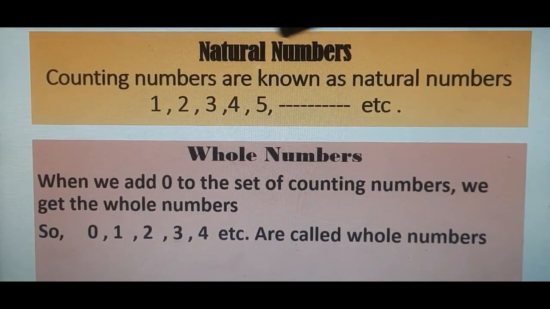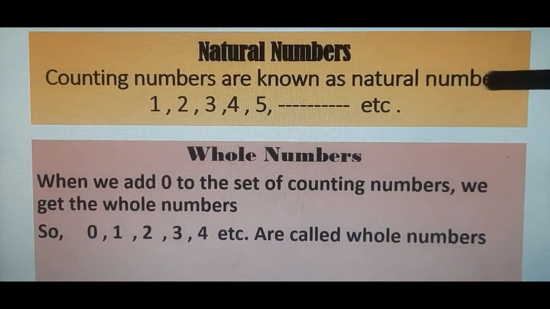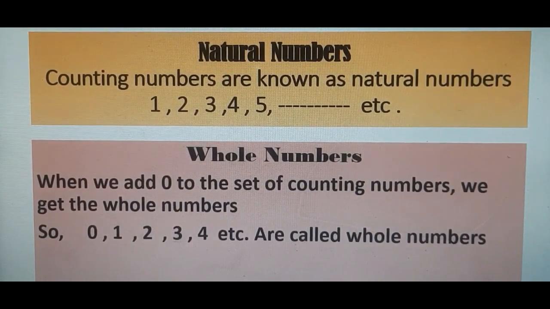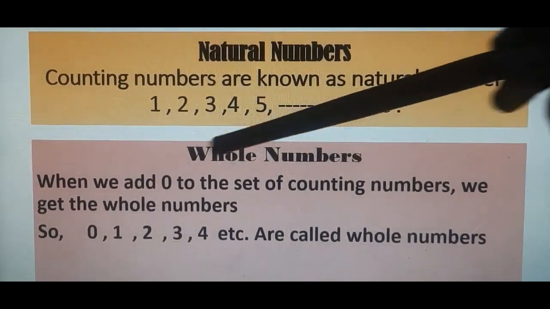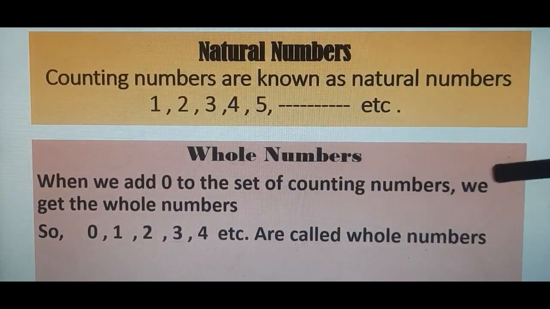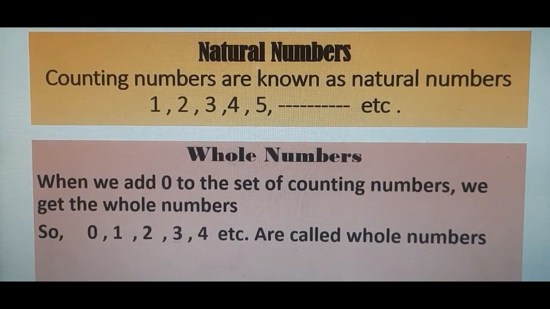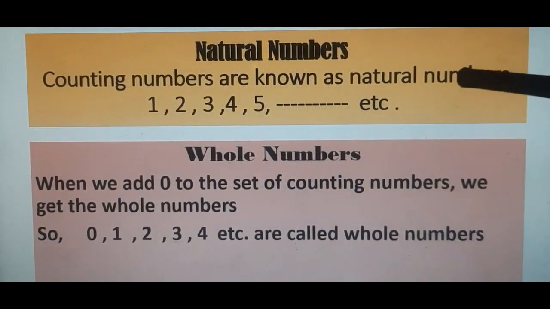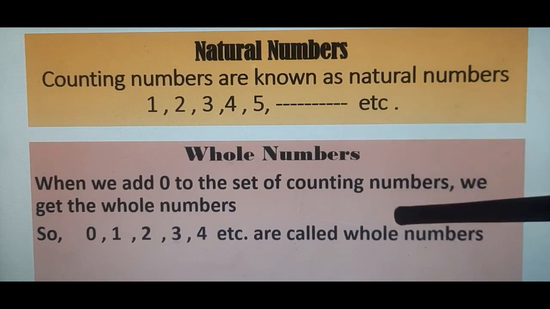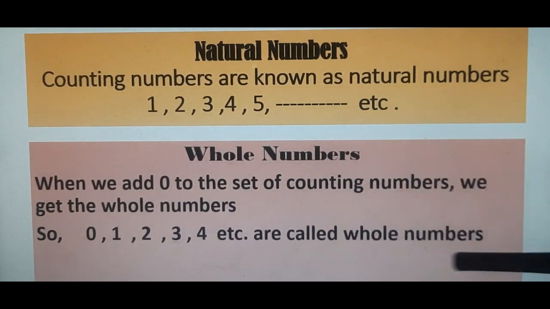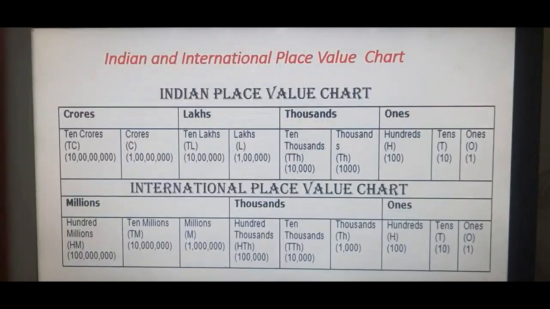Let's start with natural numbers. Counting numbers are called natural numbers: 1, 2, 3, 4, 5, 6 and so on. These are all natural numbers. And what are the whole numbers? When we add 0 to the set of counting numbers, we get the whole numbers: 0, 1, 2, 3, 4, 5 and so on. So natural numbers are counting numbers, and when 0 is added to the natural numbers, these are called whole numbers, right?